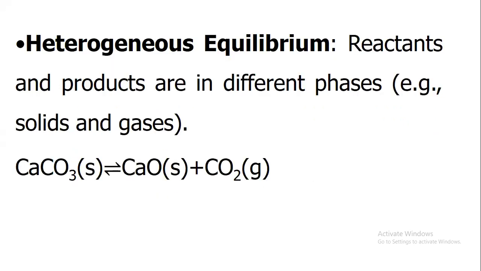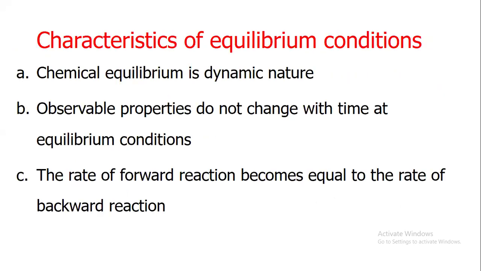Heterogeneous equilibrium: reactants and products are in different phases, solids and gas. For example, calcium carbonate produces calcium oxide and carbon dioxide.